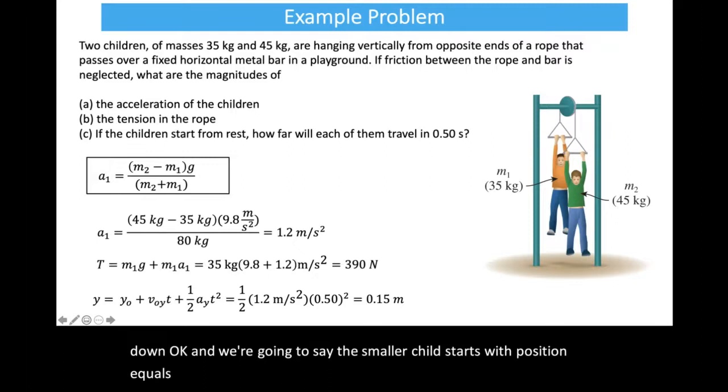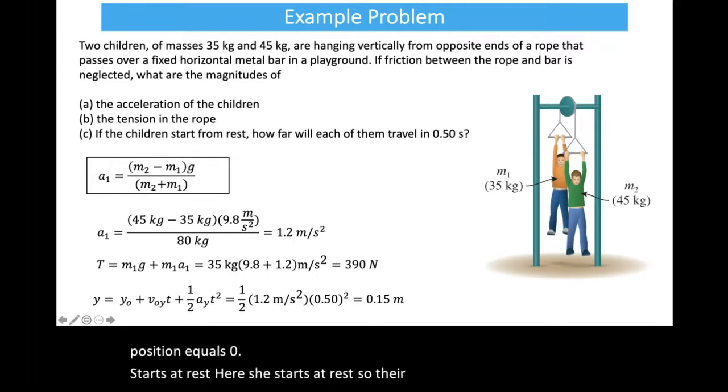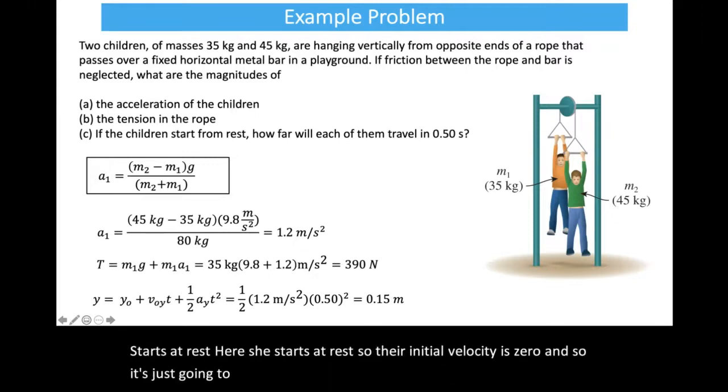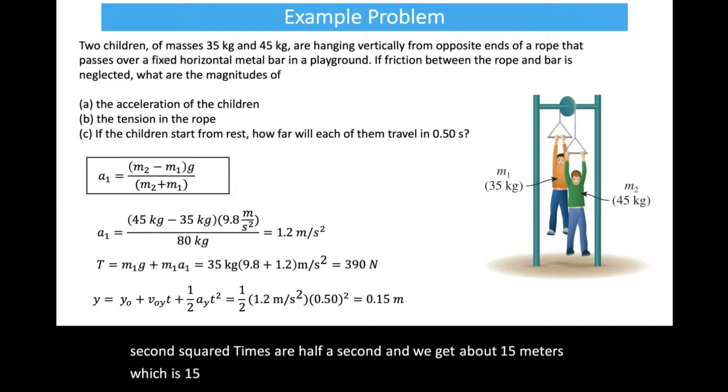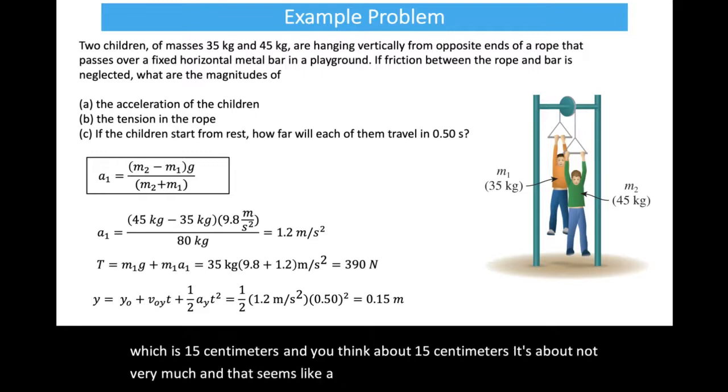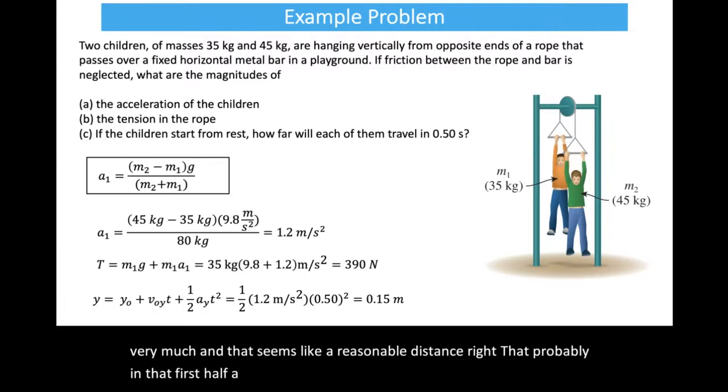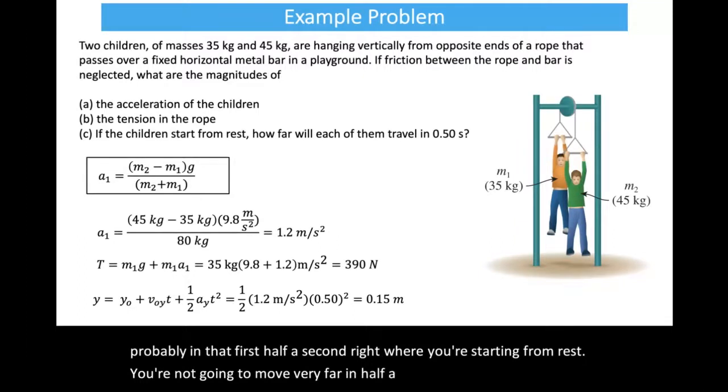He or she starts at rest, so their initial velocity is 0, and so it's just going to be 1/2 a t squared. So just 1/2 our 1.2 meters per second squared times our half a second squared, and we get about 0.15 meters, which is 15 centimeters. And 15 centimeters is not very much, and that seems like a reasonable distance, right? In that first half a second, where you're starting from rest, you're not going to move very far.